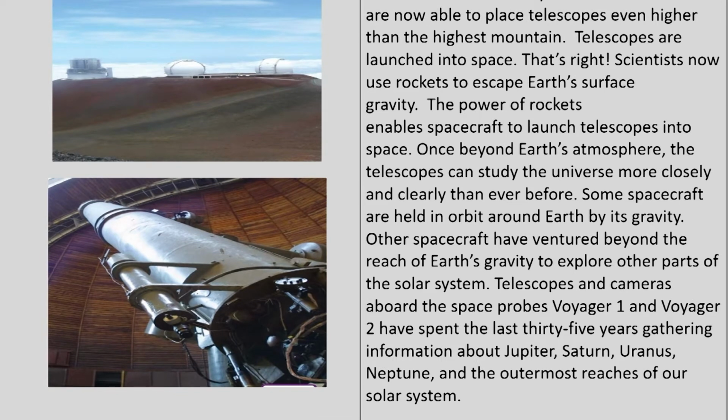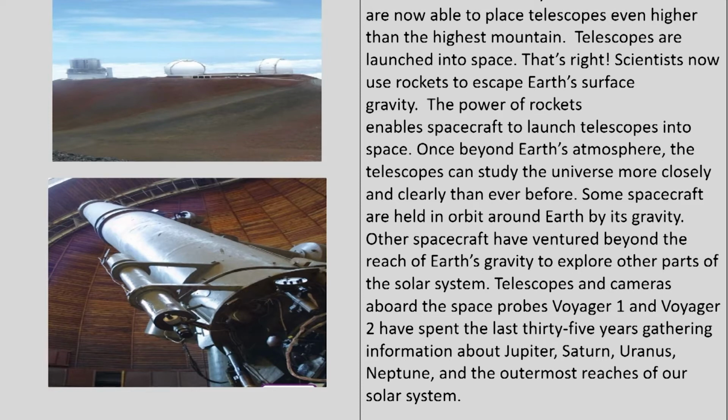But there's another way that scientists are able to place telescopes even higher than the highest mountain. Telescopes are launched into space. That's right. Scientists now use rocket ships or rockets to escape Earth's surface gravity. The power of rockets enables spacecraft to launch the telescopes into space. Once beyond Earth's atmosphere, the telescopes can study the universe more closely and clearly than ever before.